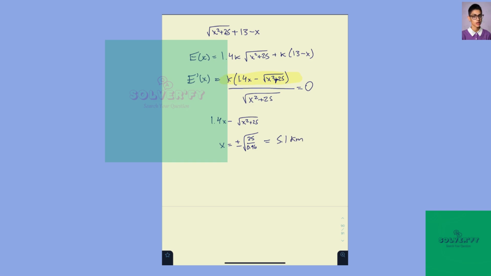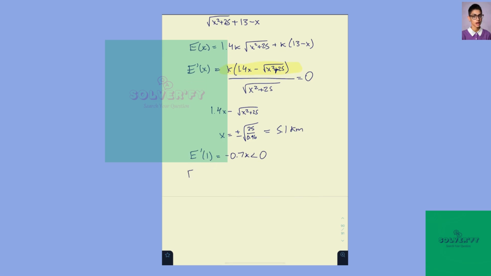Then we see that E prime of 1 gives us negative 0.7k, so that's obviously less than 0. And then E prime of 10, so we're picking a point above and below this 5.1, is 0.25k, which is greater than 0. So we are decreasing in slope, and then we reach this 5.1 kilometers, and then we're increasing in slope. So what that tells us is that 5.1 is a minimum.